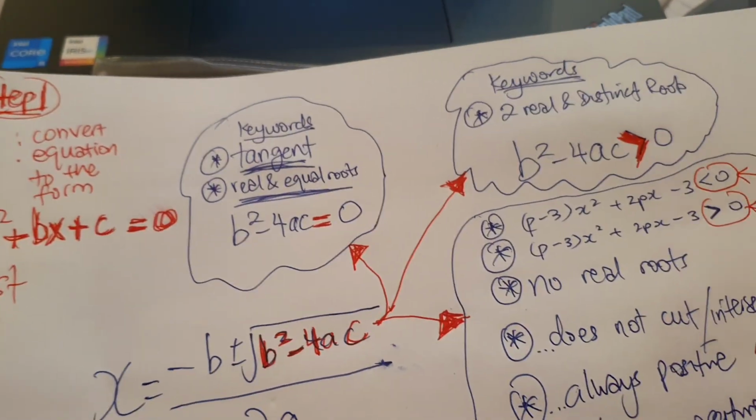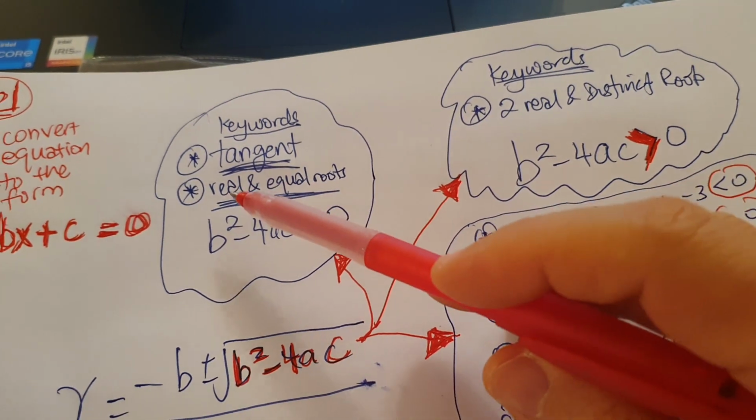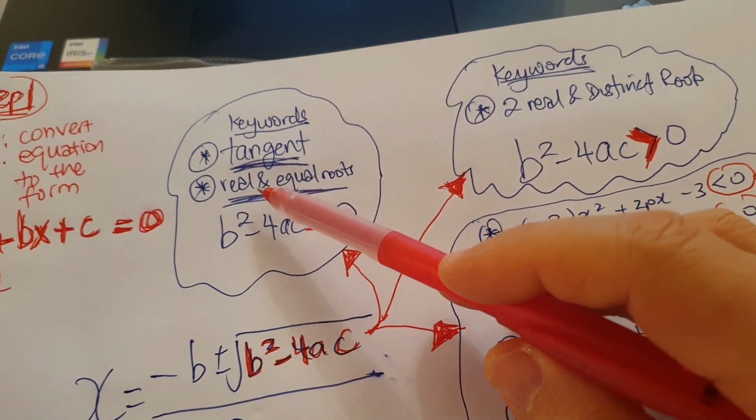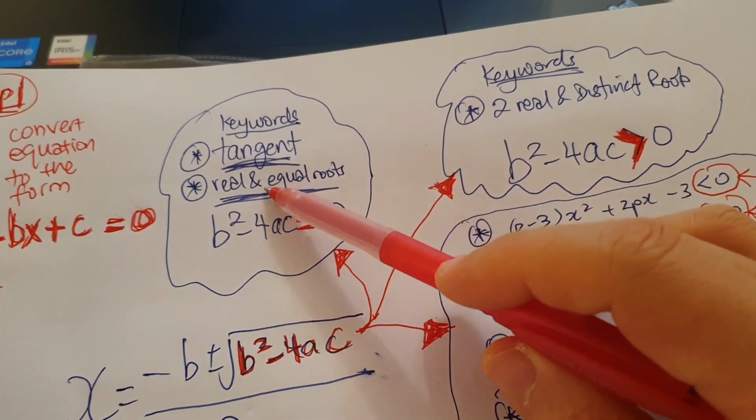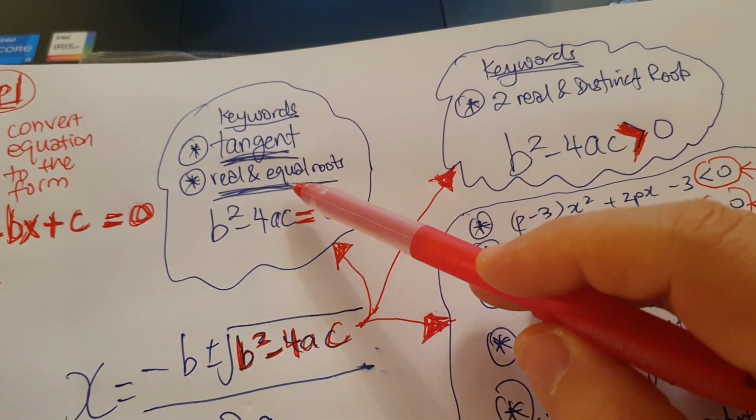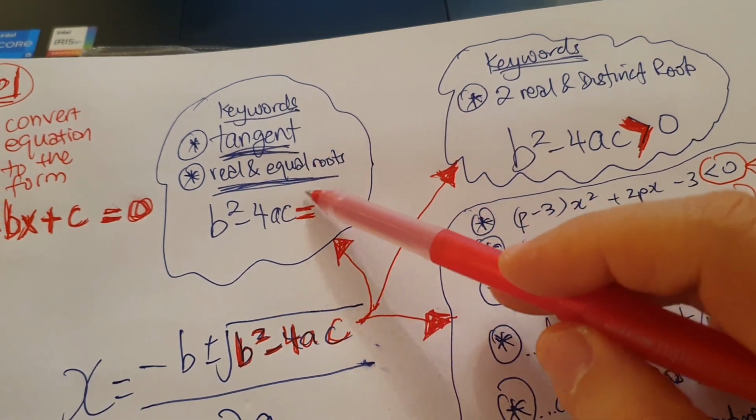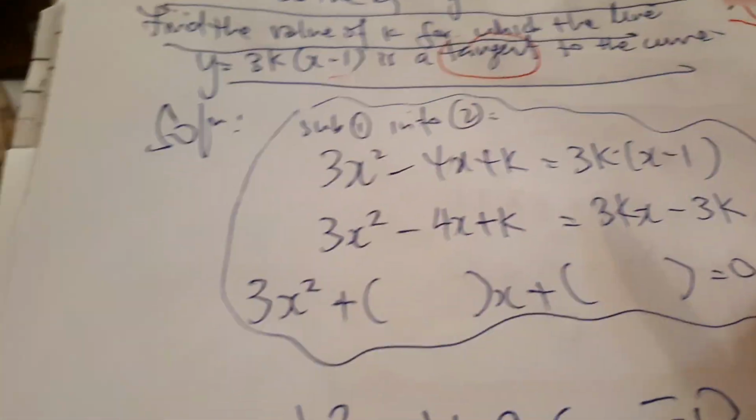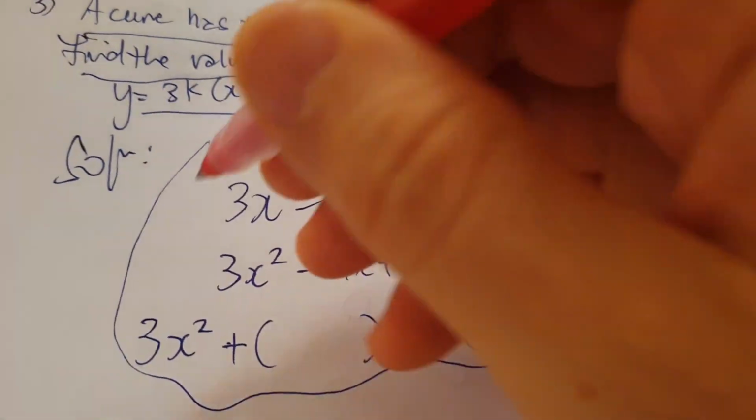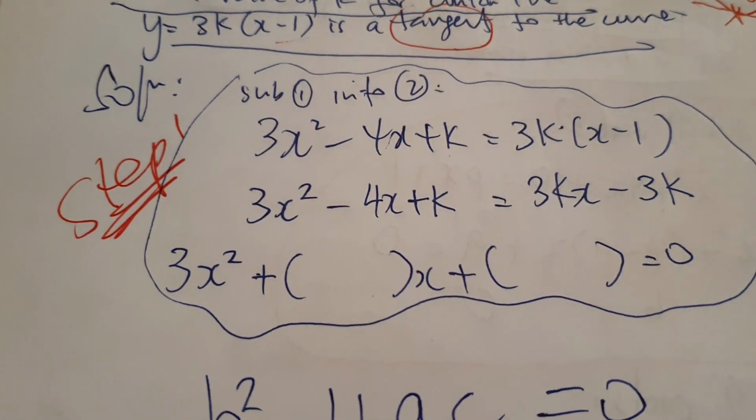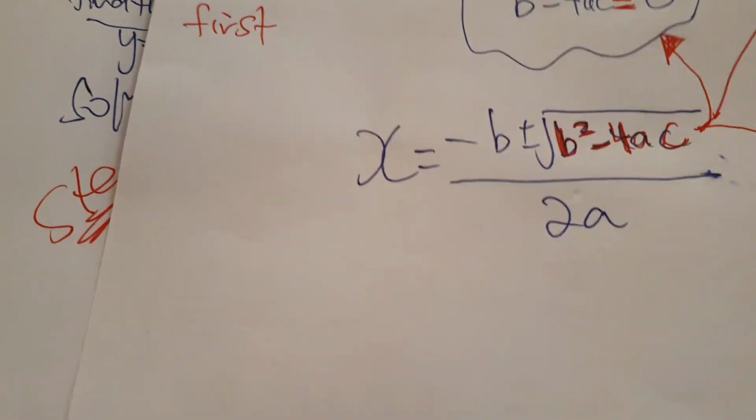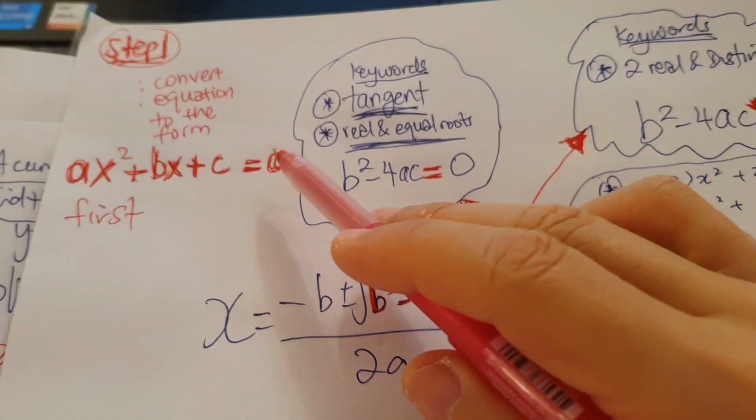So when you see things like real and equal, tangent, or repeated roots, they can say equal or they can say repeated roots, but they mean the same thing. Repeated means they're the same thing, right? So b squared minus 4ac equals 0. And from here, remember this is our step 1. If you don't do step 1, whatever you do is useless because it is not in this form whereby you can use your b squared minus 4ac.